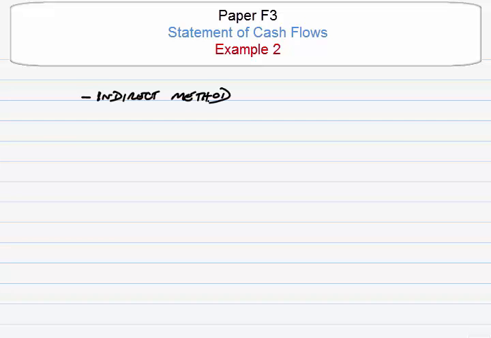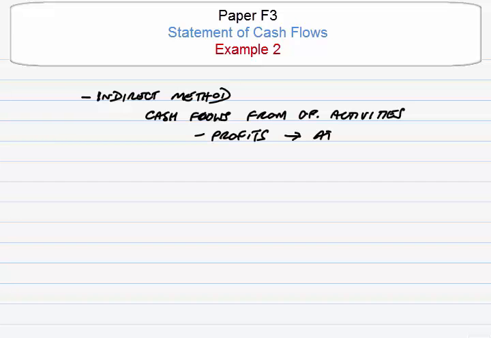Under that first heading, cash flows from operating activities, what we did, we took the profits and then we adjusted. We took the profit from the income statement, the operating profit, and we added and subtracted for non-cash items and for changes in receivables, inventories and payables.